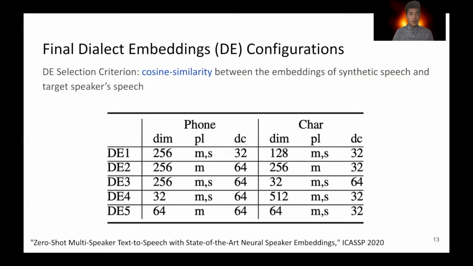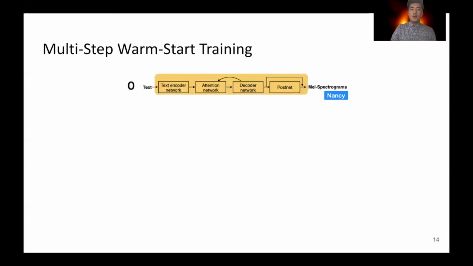Although they look very different, all these dialect recognition models can achieve around 97 to 99% accuracy on the ATR English dialect data sets. For more info, we encourage the reader to refer to our previous ICASSP paper. Now Erica is going to talk about the warm start training.